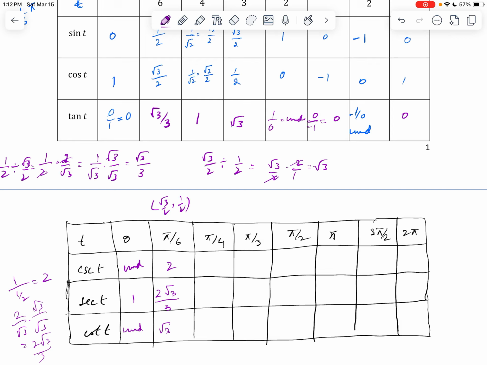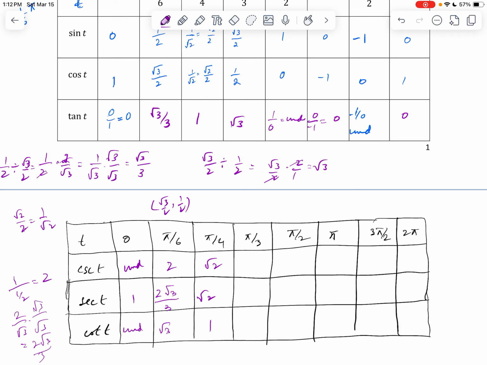Now in this case, if we recall that square root of 2 over 2 is the same thing as 1 over square root of 2, it will be easier, because now if y is 1 over square root of 2, 1 over y will be just square root of 2, and this will also be square root of 2. And the cotangent of t will be 1, because x over y, and x and y are the same.